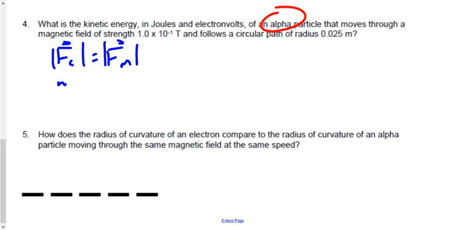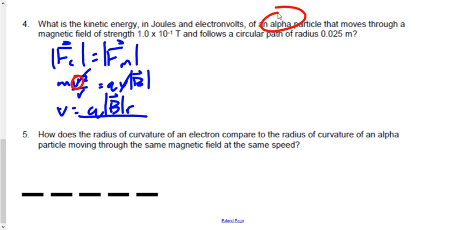Fc equals Fm. mv squared over r equals qvb, because the centripetal force equals the magnetic force. The v's cancel. Solve for, well, what's the only thing I don't have? I've got m, I've got r, I've got q, I've got B. Let's solve for v, just because I don't know it. Not because I know what I'm going to do with it, but just because I can. v equals QBR over m.